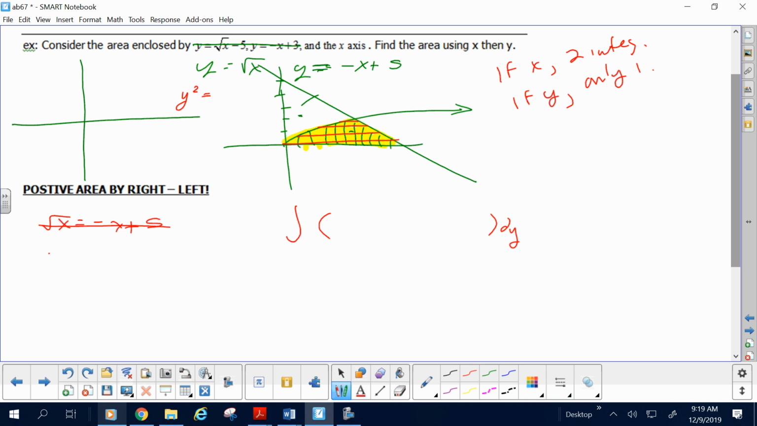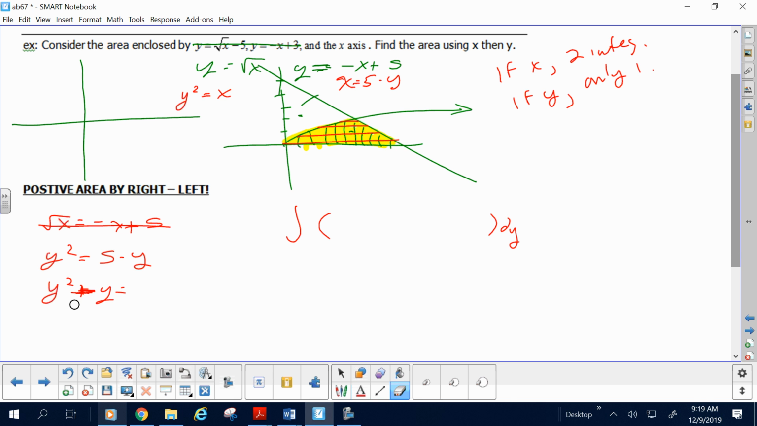Y squared equals root, or just x, and x equals what? 5 minus y, yeah? So if I look at y squared equals 5 minus y, that's not factorable. That sucks. Maybe that's why I changed it. So y squared, well, I guess not everything's factorable. I should be able to solve a quadratic. It says use a calculator? Yeah. Oh, okay. God forbid we should have to use the quadratic formula.